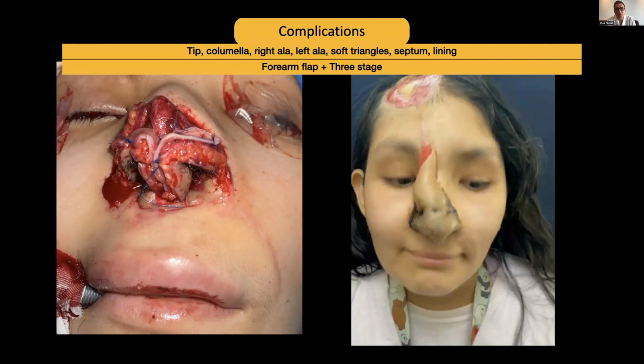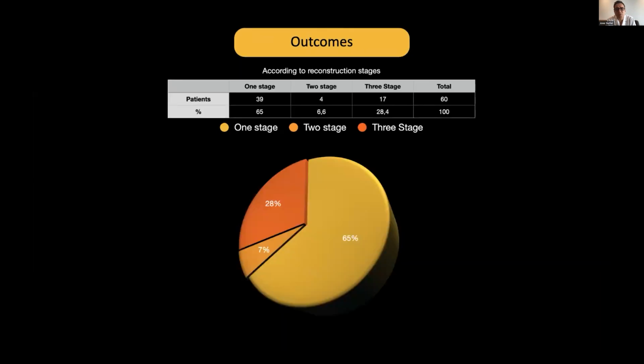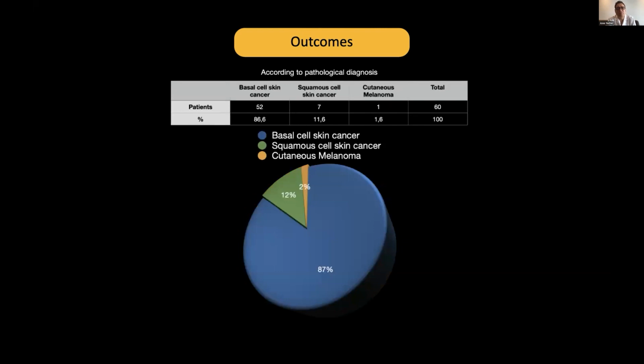The patient had an infection. We need more procedures, I guess. One procedure, 22%; two-stage procedures, 7%; and three-stage procedures, 28%. The more common defect, according to pathologic diagnosis, was 87% in this kind of research: basal cell skin cancer 87%, squamous cell skin cancer 12%, melanoma less than 2%.